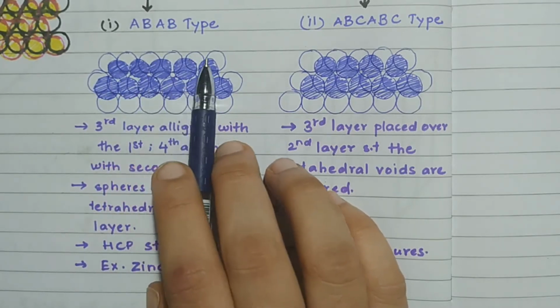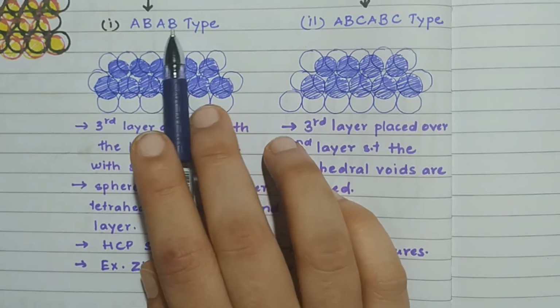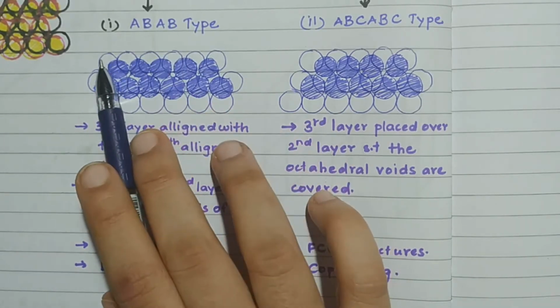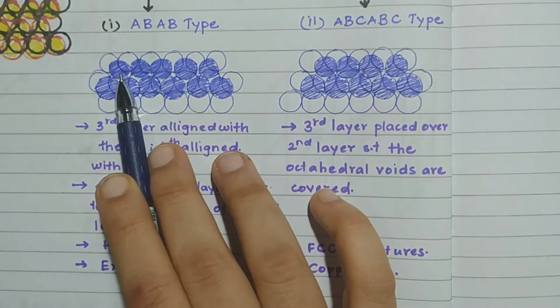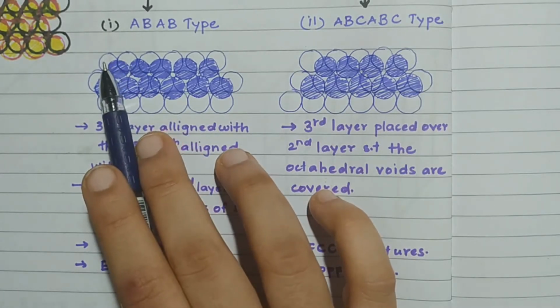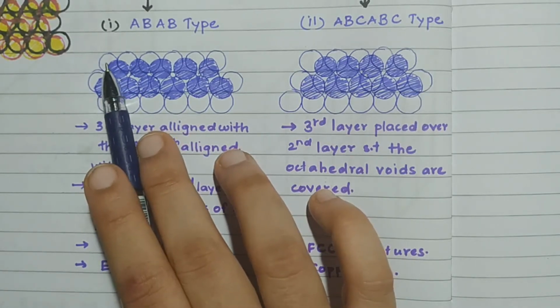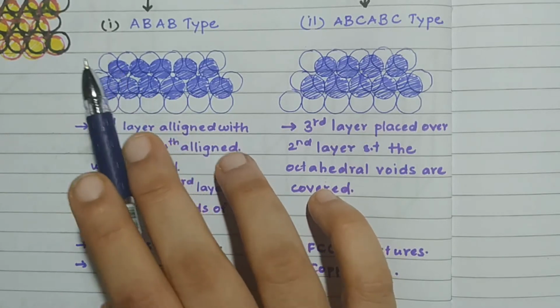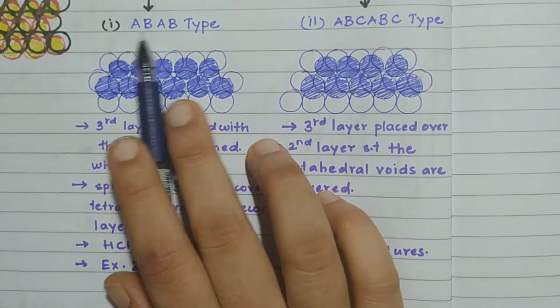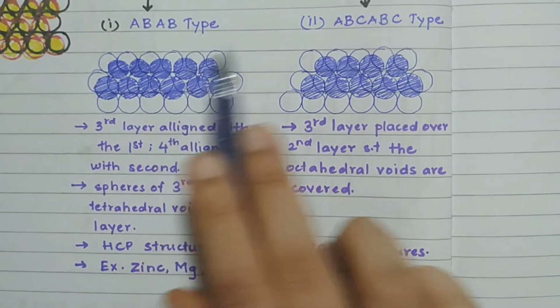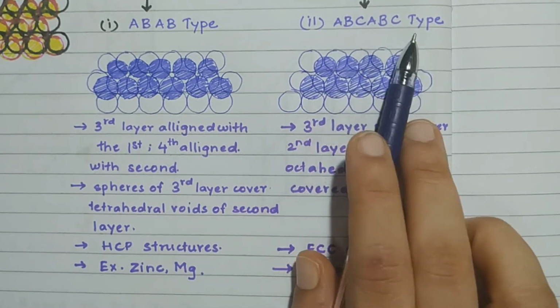Got it? Yes, so this is the AB type. That is why it is called AB. Why? Because this is A type, this is B type. Again, the one which comes on top will be of the A type only, hence A. Then again B, again A, again B. That is why AB type. Okay, and the second type is ABC type.